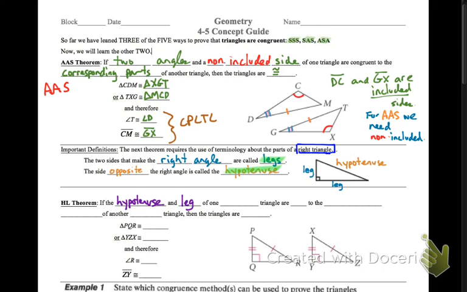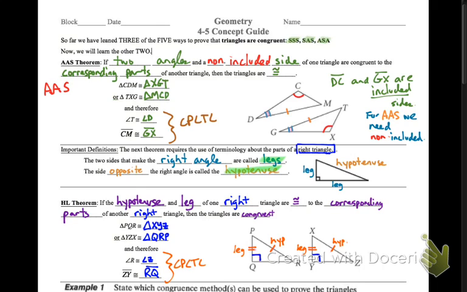If the hypotenuse and leg of one right triangle are congruent to the corresponding parts of another right triangle, then the triangles are congruent. So this is the only one where we only use two pieces. Well, in fact, we do have three pieces: the right angle and two sides. In this diagram, we've got two right triangles. If the hypotenuse is congruent to this hypotenuse and the two legs are congruent here, we can use the HL theorem to state that these two triangles are congruent. And then, of course, we can use CPCTC as well.